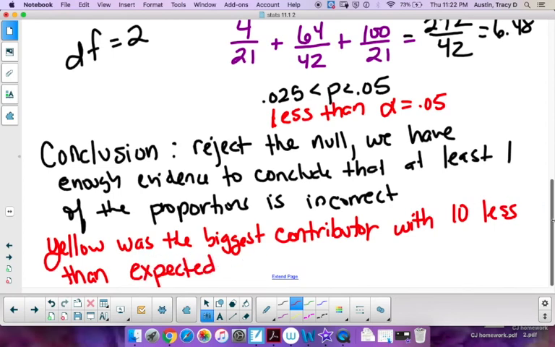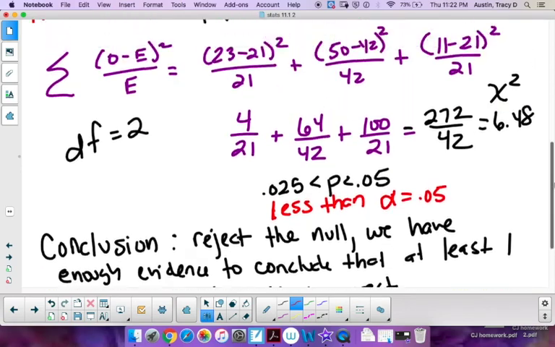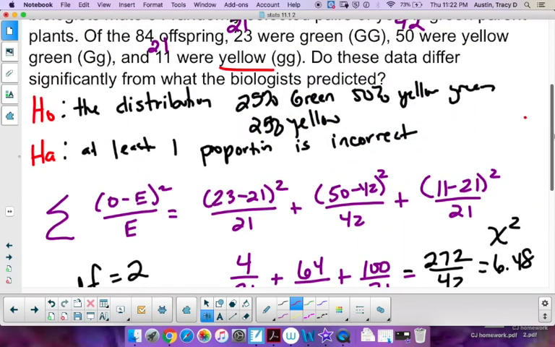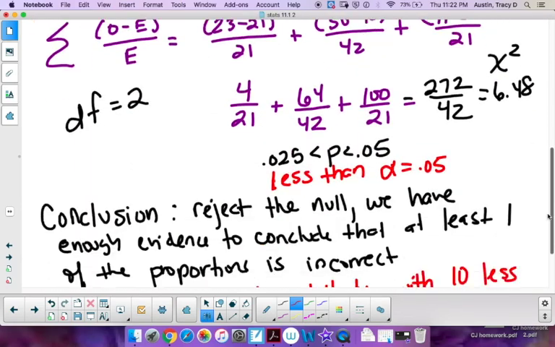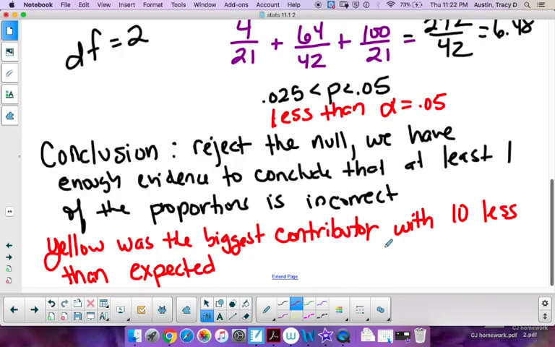There were 10 fewer yellow plants when they crossed them than they expected to get. They expected to get 21, they only got 11. Okay, and that is how you have to put the extra phrase in there for chi-square.